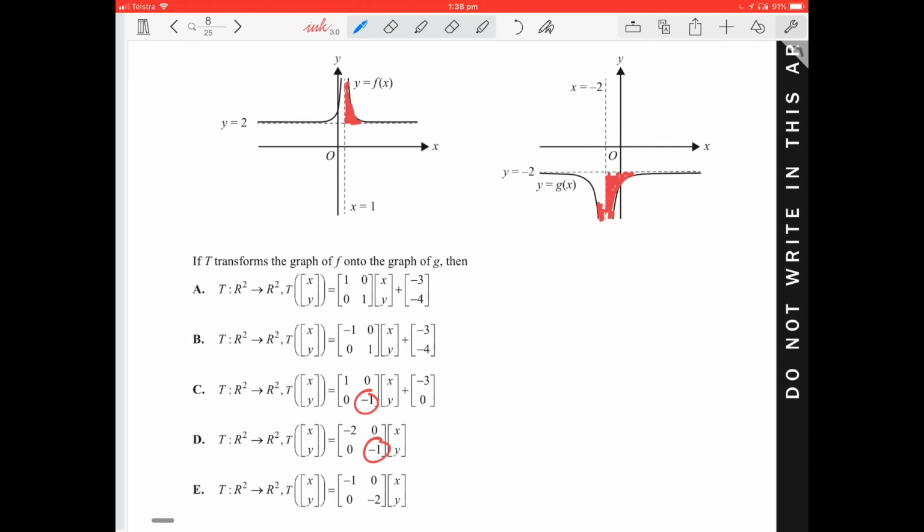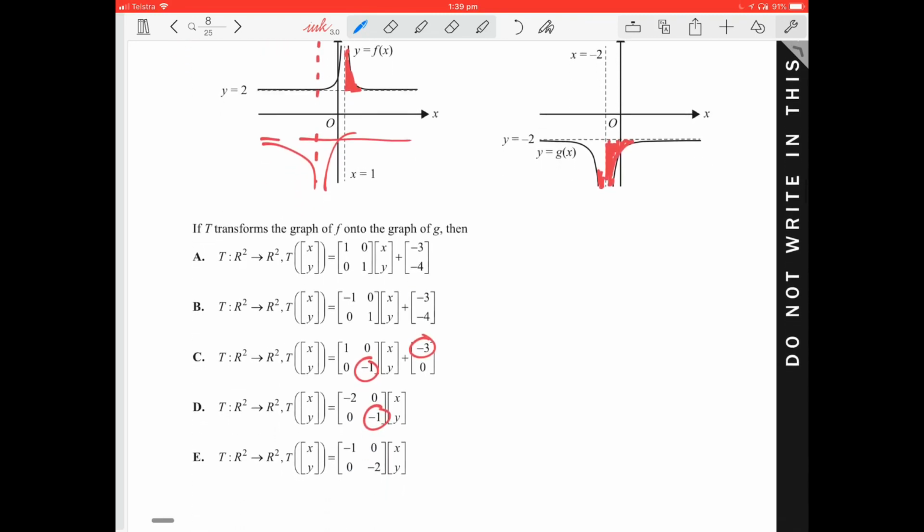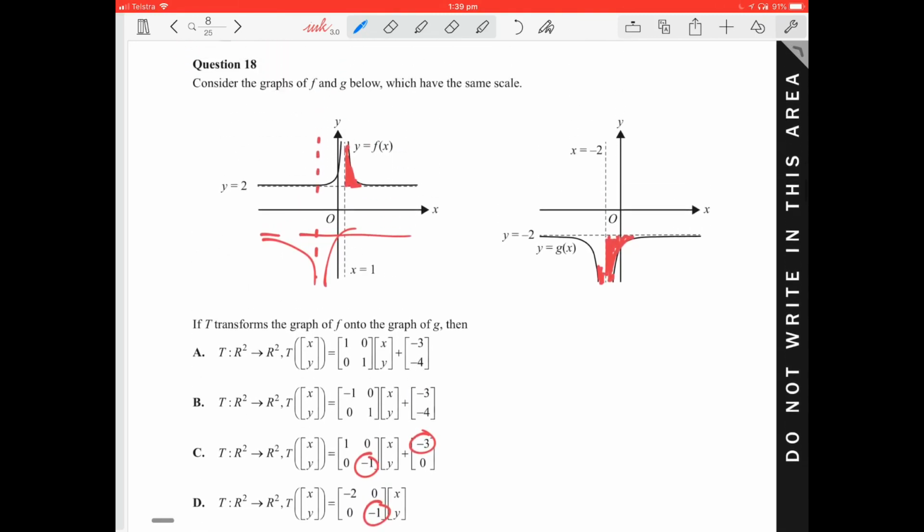Okay, so if we move it 3 to the left, that would bring it to there. If we reflect it in the y-axis, that would bring it to there. So I'm thinking that our answer is C.